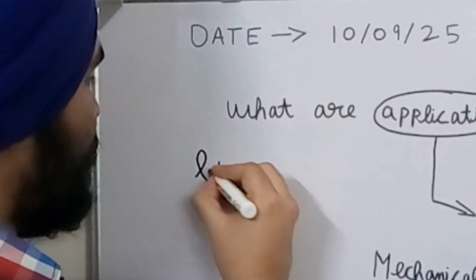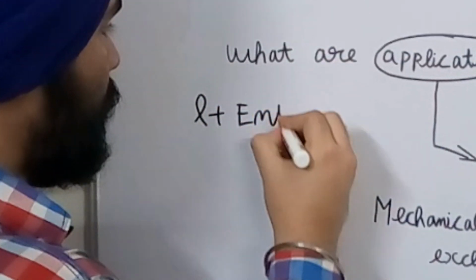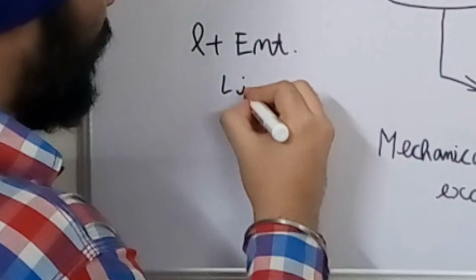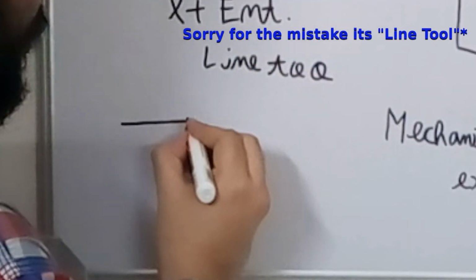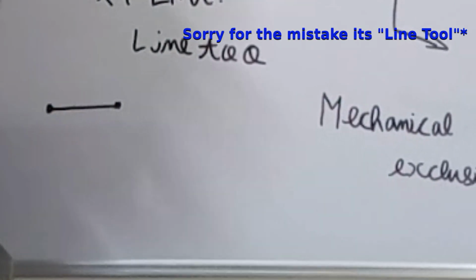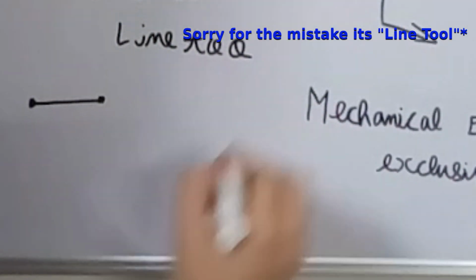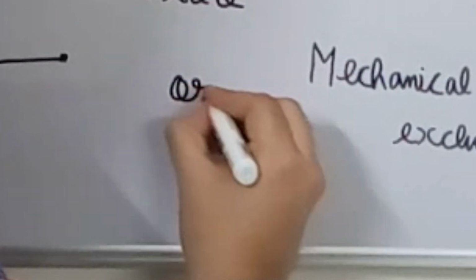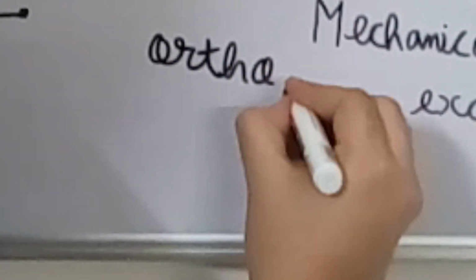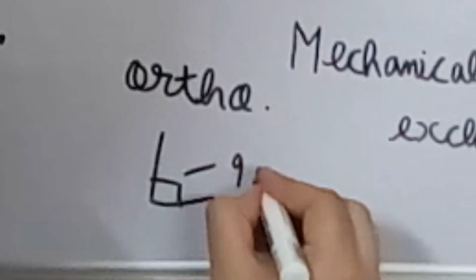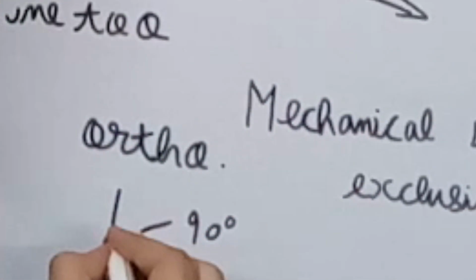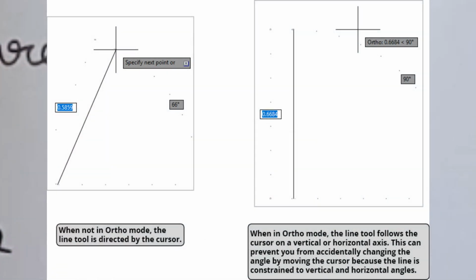Shortcuts, for example, if we talk about L plus enter, it gives us the line tool, right? So if these are the control points, we can draw a line. Also there are constraints. If you talk about the ortho constraint, as the name suggests, this is 90 degrees. So the lines which we would be able to make would be at 90 degrees to each other.